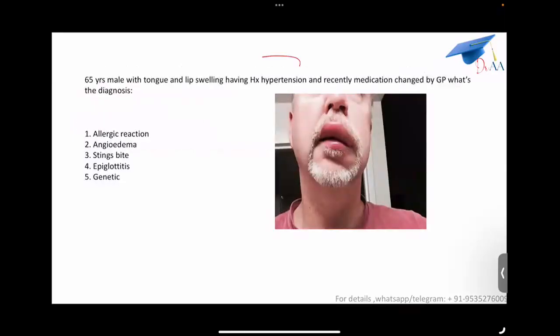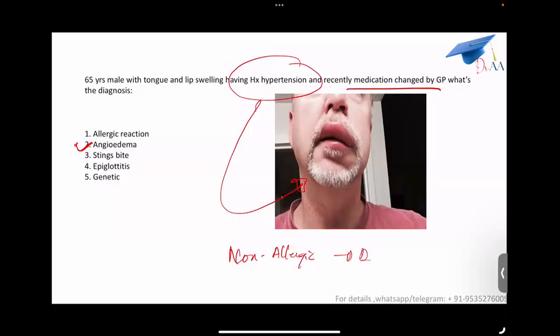This patient has a history of hypertension, recently started a new medication. This is the picture given. So what will be the diagnosis? Angioedema. More specific, is it an allergic angioedema or non-allergic? Non-allergic. Medication. Non-allergic. It's bradykinin. Drug-induced non-allergic.